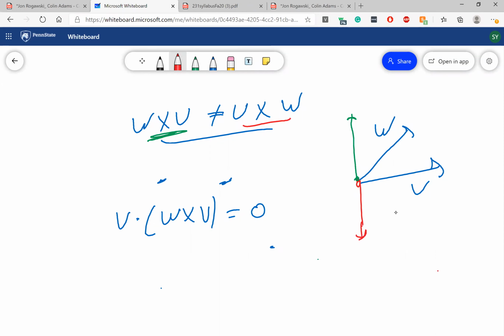So because they're both orthogonal to v and w, both of them are, so this is also going to be equal to 0, and this w cross v will also be equal to 0. Okay.